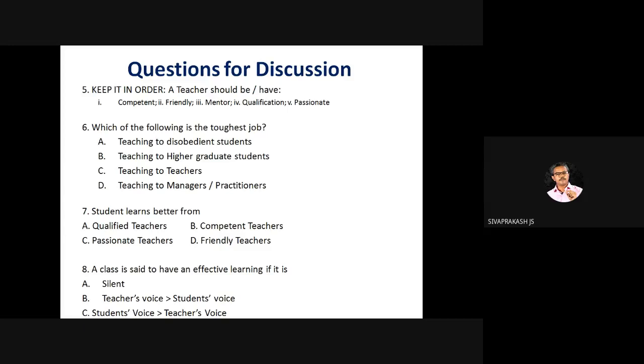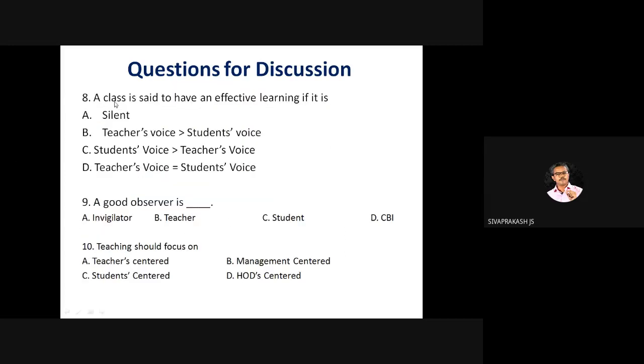Am I clear? The first option, silent: a silent class is always an effective learning class. So shall we conclude like this? Second option, the teacher's voice should be more than the student's voice, then effective learning goes on. Option C, the student's voice is more than the teacher's voice. The last option, both are the same: the student's voice is equal to the teacher's voice. Is that able to answer? May I move next? Question number 8 is repeated since the last point was not visible. I repeated it in the next slide.